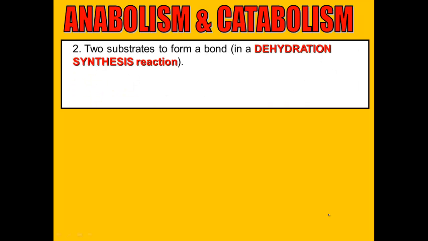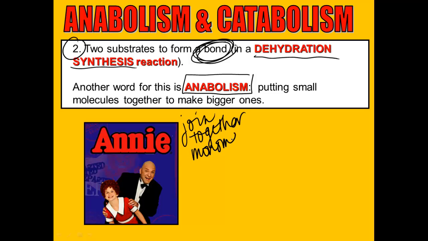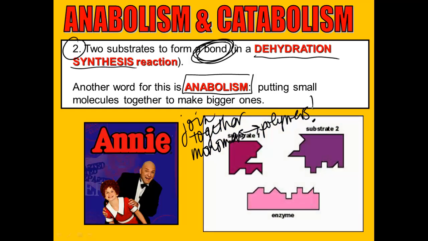The second thing that an enzyme can do to stress a substrate is to cause a bond to be formed between the two substrates. This is dehydration synthesis. We also call this anabolism. You can think of the musical Annie, when the orphan Annie gets together and is adopted at the end of the movie. They join together. So if you're joining together monomers to make a larger molecule, a polymer, then this is an example of anabolism.